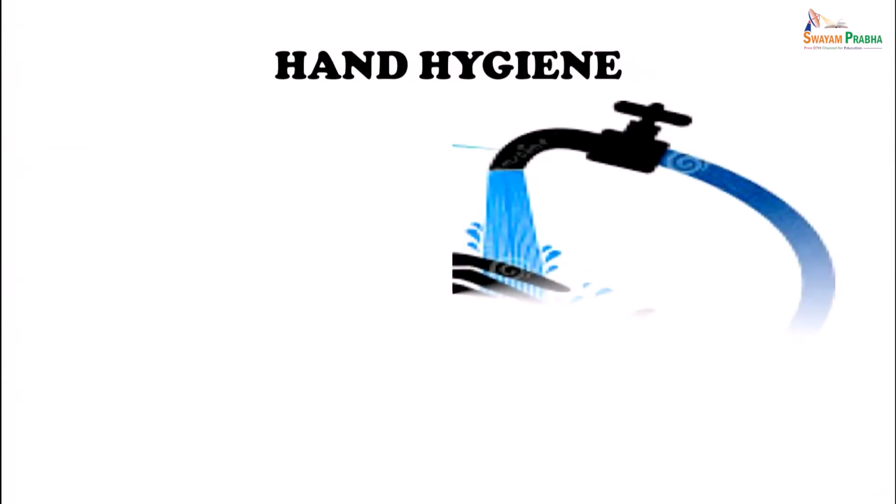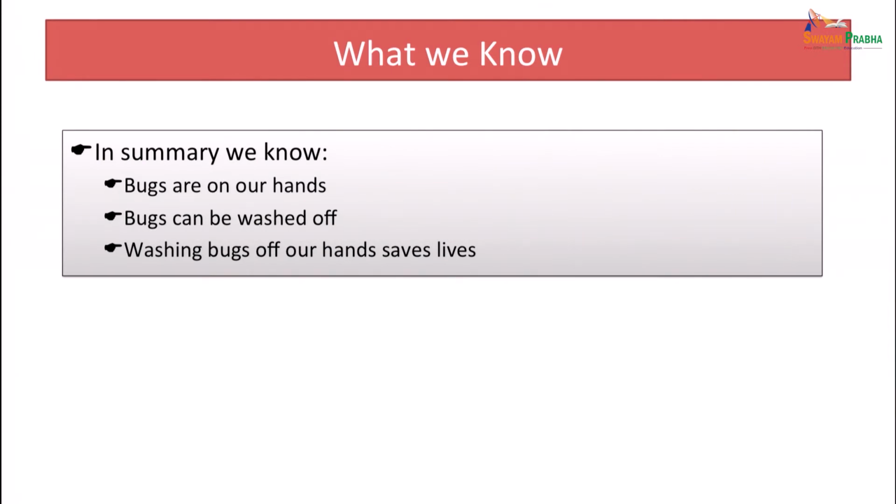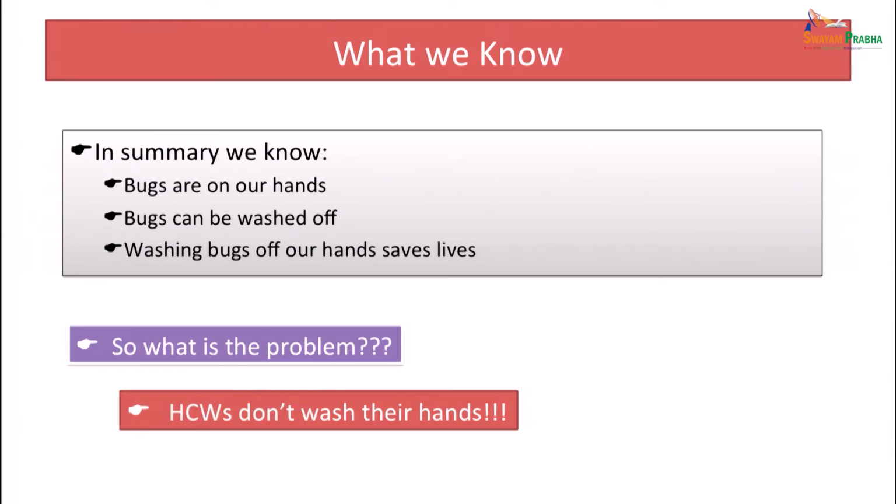Now, hand hygiene is important. Hand washing is the most important measure, and how you do it matters. In summary, we know that bugs are on our hands, they need to be washed off, and washing bugs off our hands saves lives. We all know this. So, what is the problem? Why do we not wash our hands?